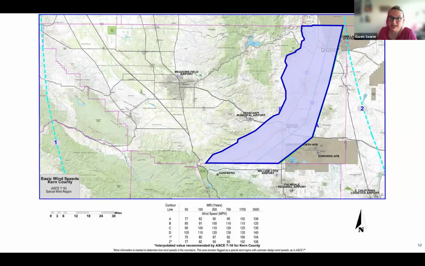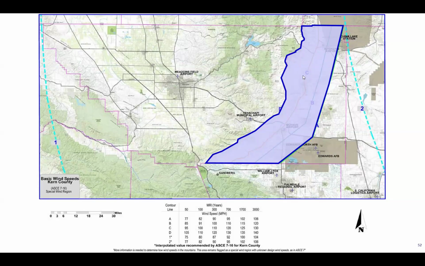You can put any address in here that you want, and you will get an answer. It tells you you are in a special wind region, but it also tells you what the answer is. The other areas are really not telling you the answer. So the hazard tool does need to be improved here so that it doesn't give you a wind speed in a special wind region that hasn't been defined yet.